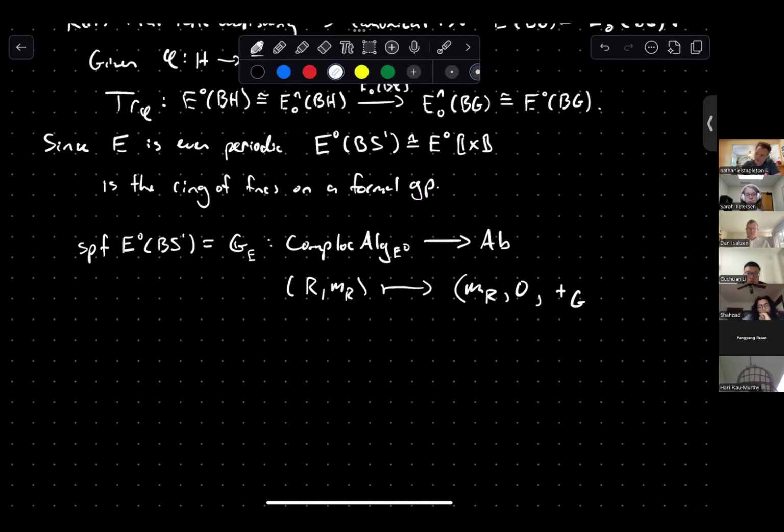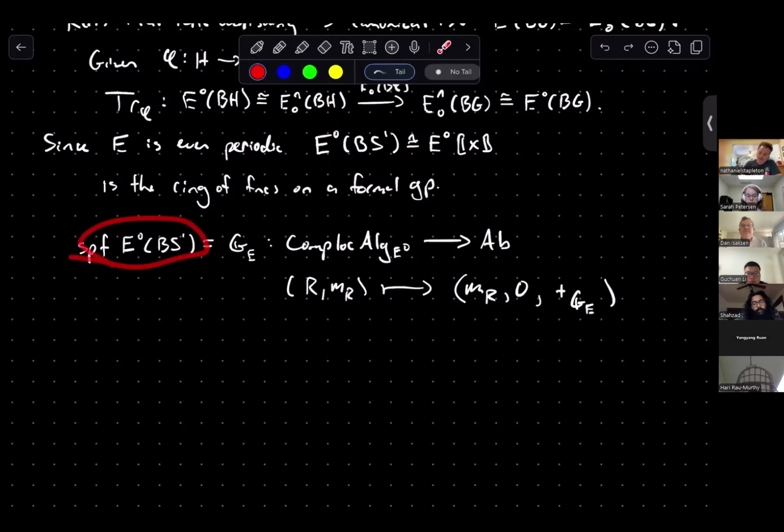where the addition comes from the addition in this formal group. It's not the normal addition on the maximal ideal. It's addition coming from the fact that E naught of BS1 has a co-multiplication induced by the multiplication map on S1. So in this situation, thinking about this thing as a functor like this is a good idea. You win good stuff from that.